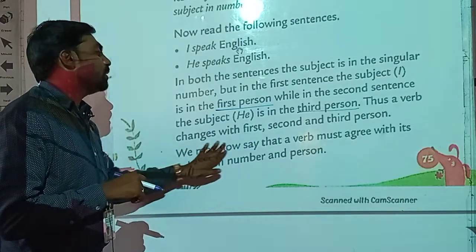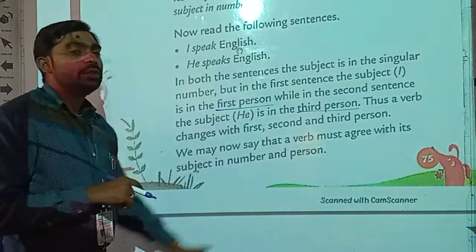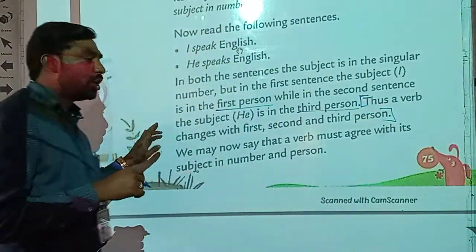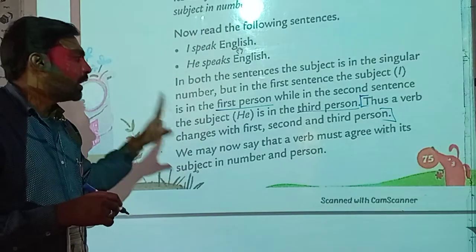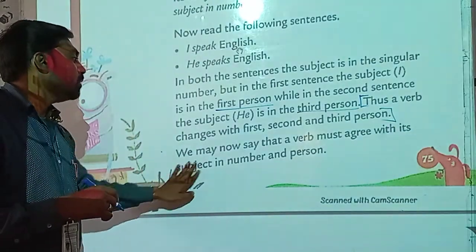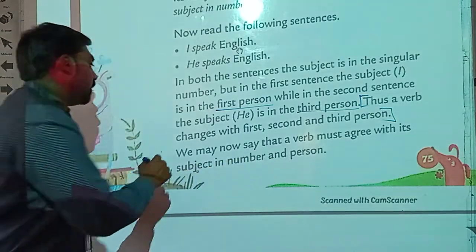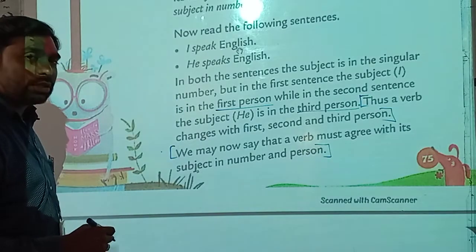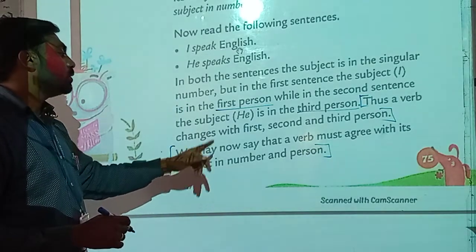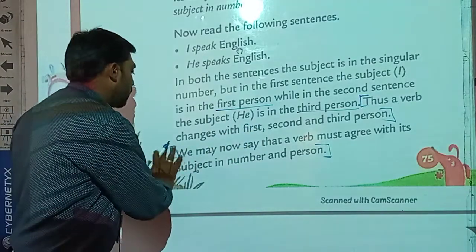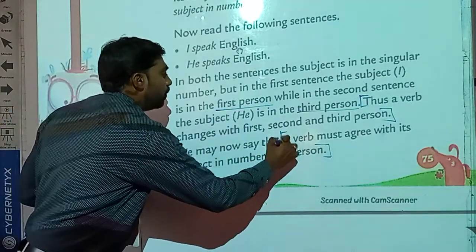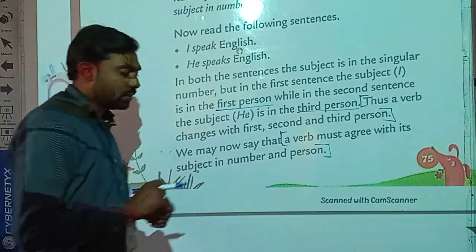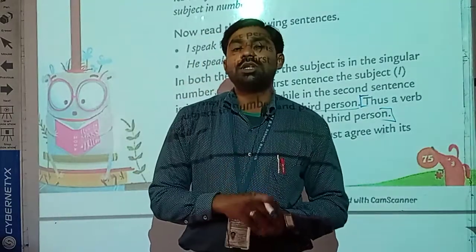Thus a verb changes with first, second and third person. So this thing is also very important. We should change the verb with first, second and third person. We may now say that a verb must agree with its subject in number and person. Okay, it is a very important line. Write this bracket in your notebook and learn it. We may now say that a verb must agree with its subject in number and person.